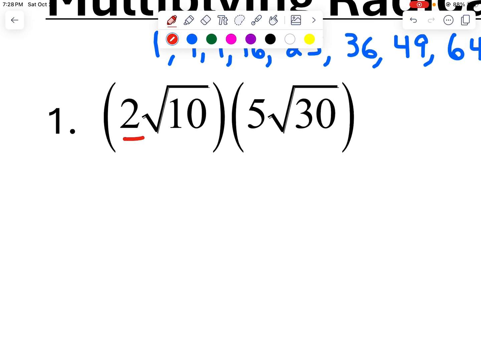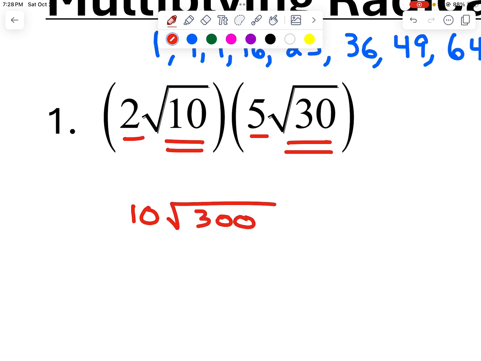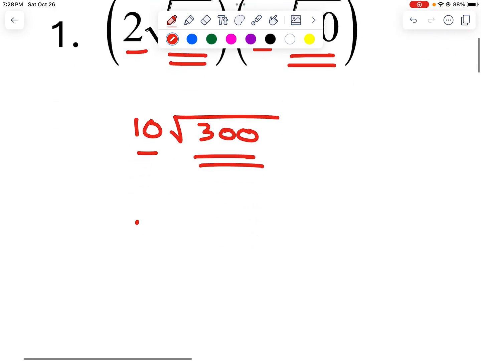So we're going to multiply the outside parts. So 2 times 5 is going to give us 10. And then we're going to multiply the inside parts. And the square root of 10 times the square root of 30, we basically just multiply those numbers together. So again, the 10 is coming from the numbers outside and the 300 coming from the numbers on the inside.